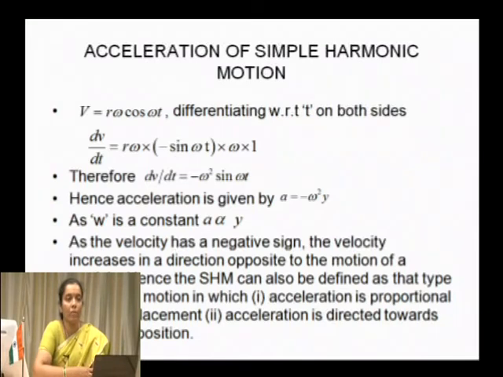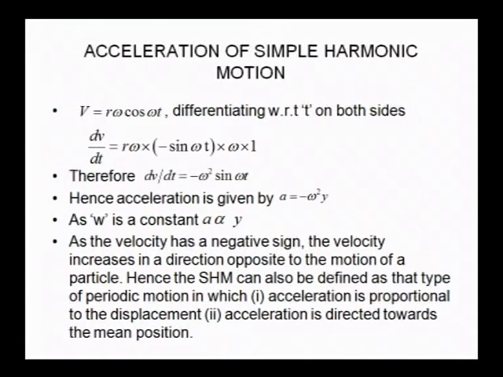Next, let us see what is the acceleration of simple harmonic motion. We know velocity of simple harmonic motion is v is equal to R omega cos omega t. Acceleration is the rate of change of velocity, or in terms of differentiation, acceleration is d by dt of v. So, that is equal to differentiation of R omega, which is R omega, because they are constants. Differentiation of cos omega t is minus sin omega t, and applying the chain rule again, differentiation of omega t is omega into 1. Therefore, acceleration A is equal to dv by dt, that is equal to minus omega square sin omega t into R.